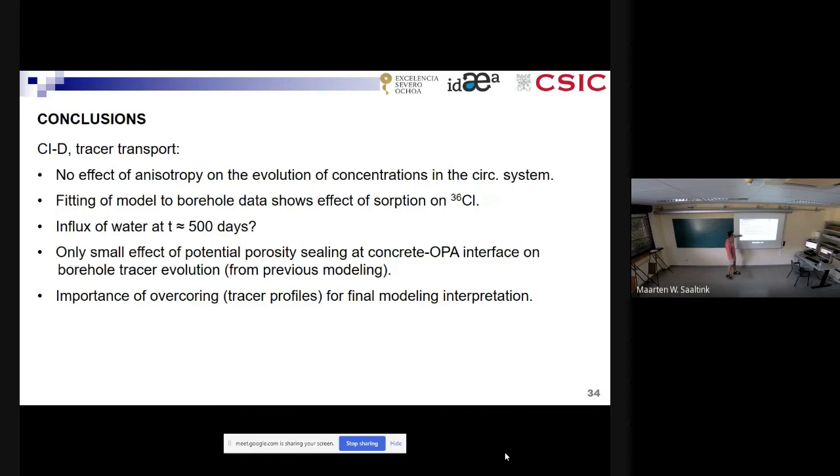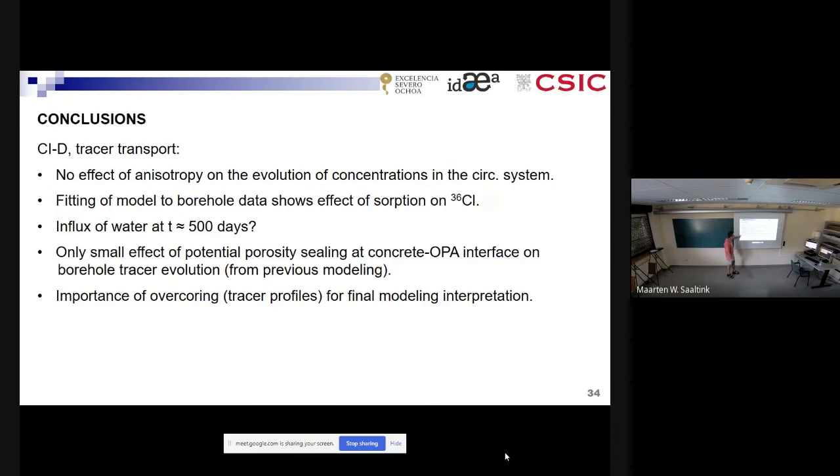Fitting of the model to borehole data shows the effect of sorption. We suspect an influx of water starting from the tanks. Also, a potential clogging of porosity at the interface, as we see in the reactive transport model, has only a very small effect on the evolution of tracer concentrations, because there's not much diffusion reaching the Opalinus Clay. And actually, this was modeled explicitly, which I cannot show here.